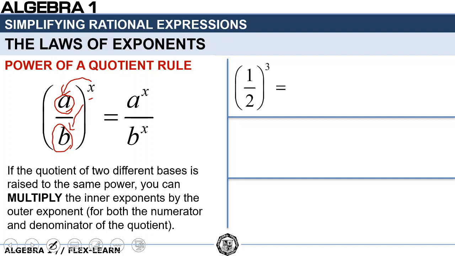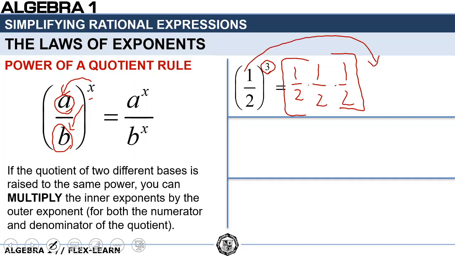In application here, let's say you have something like 1/2 raised to the third power. There are two ways to think about this. You could think of it as 1/2 times 1/2 times 1/2, and that's what it means to cube something. That would be without using the rule. If we use the rule, that means you're going to rewrite it as 1 to the third power divided by 2 to the third power. Then 1 to the third power is just equal to 1, and 2 to the third power equals 8. So that would end up becoming 1/8.